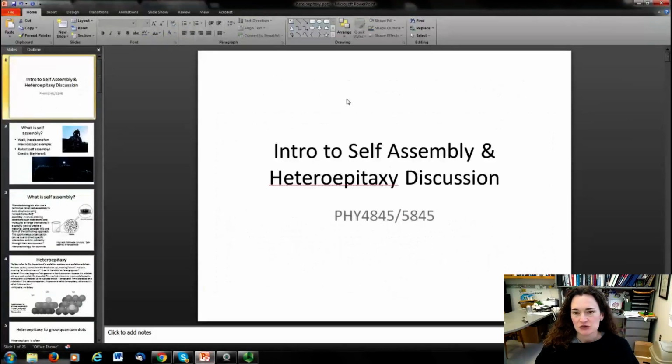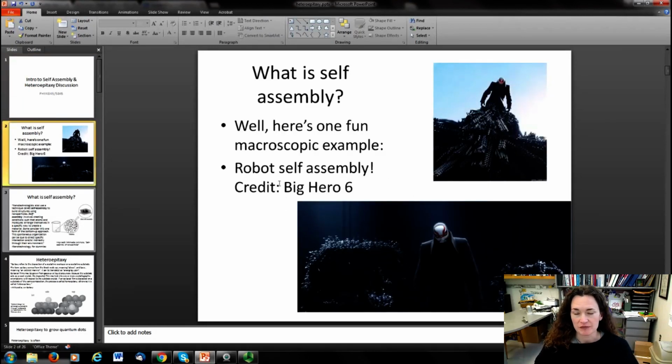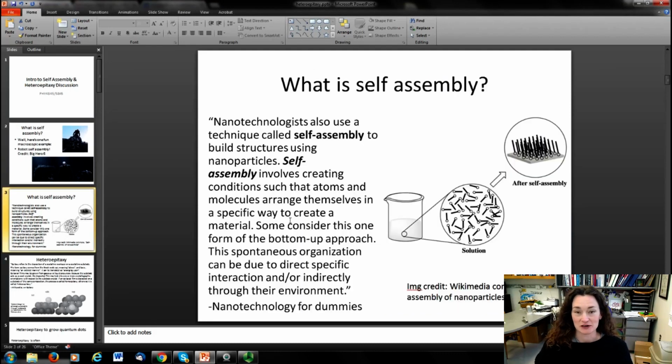Hi there. So today I want to introduce the concepts of self-assembly and also discuss heteroepitaxy. So what is self-assembly? Well, if you're thinking like a typical moviegoer, you might be picturing something from Big Hero 6, where you have all these little mini robots that can assemble into a gigantic man-eating killing machine robot. And maybe that's not a bad place to start from our definition of self-assembly, more commonly used by nanotechnologists.